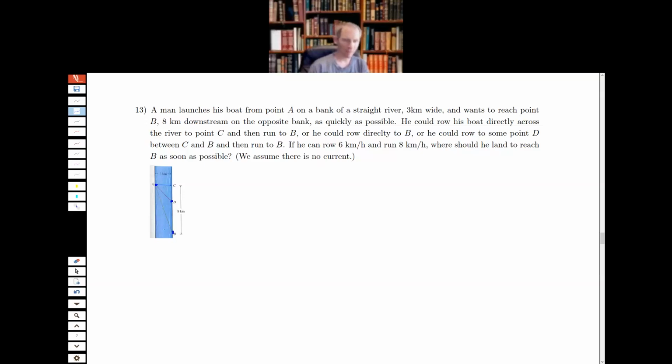And if I think of that point D as being a variable, we could allow D to slide all the way up to C or all the way down to B, right? So it gives us some options. All right. Where should he land to reach B as soon as possible? So if I say that this X is how far downstream, find X that minimizes the time it takes.